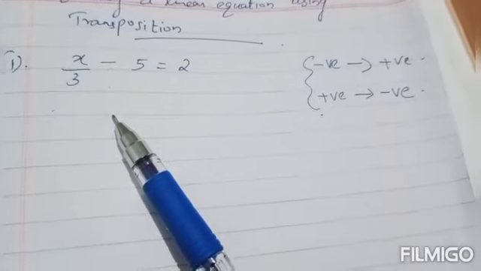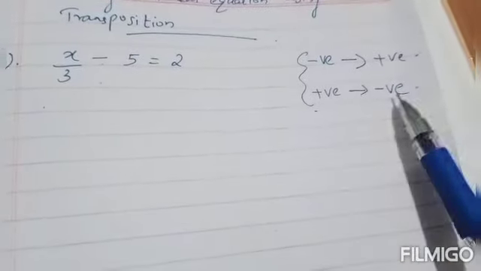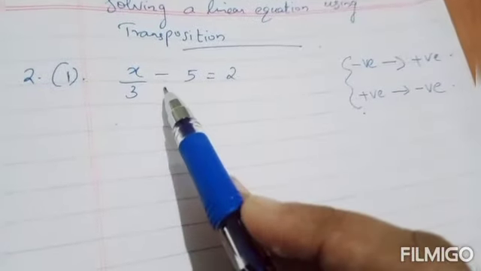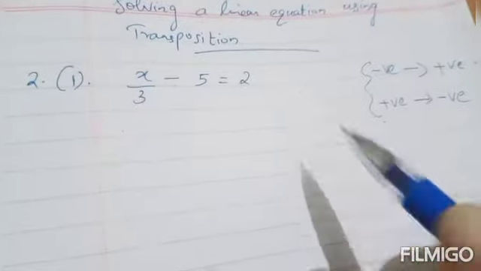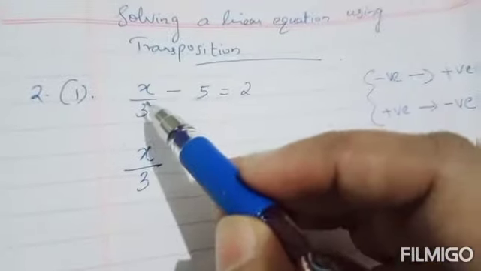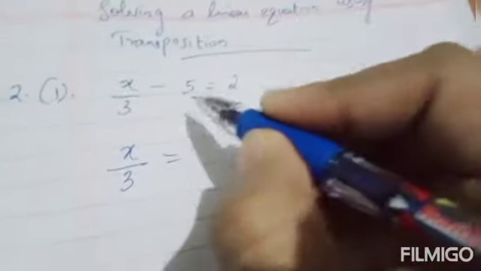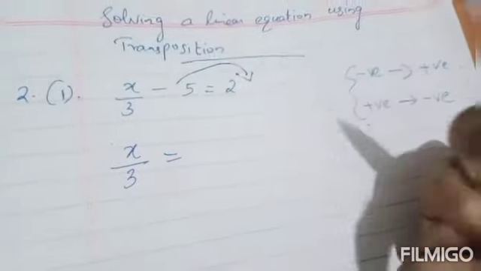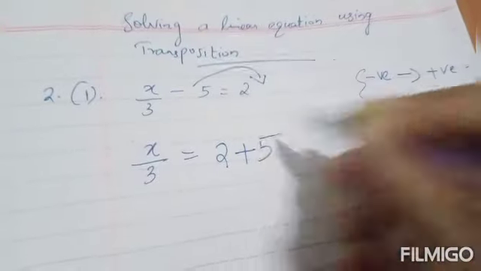If a positive number is moved from one side of the equation to the other, it becomes negative. So let's see, here it is -5. You are transferring -5 to the right side. So on the left side, x by 3 will remain. We are transferring this -5 to the right side, so that will become 2 plus 5.